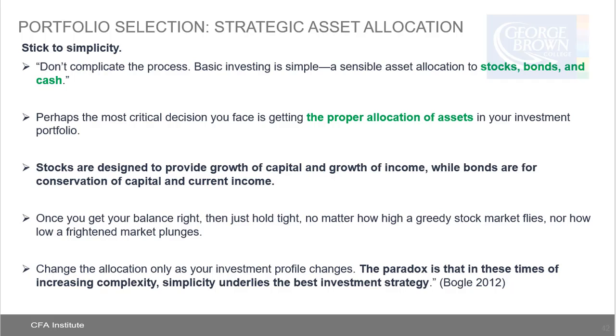There's a lot of academic debate on rebalancing. There are different philosophies on rebalancing and different advice. Jack Bogle is basically saying, don't rebalance a lot. Once you've got your balance right, hold tight, okay? And change the allocation only as your investment profile changes. And finally, the paradox is that in these times of increasing complexity, simplicity underlies the best investment strategy.